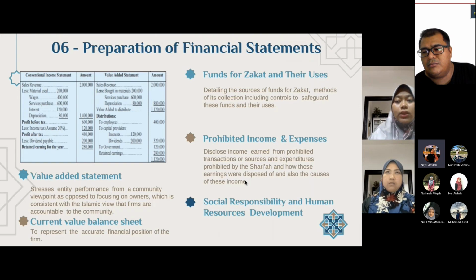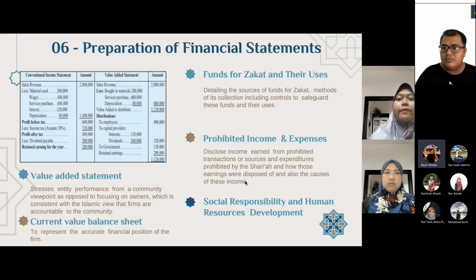Now, let us proceed with Islamic accounting financial statements. So setiap entity, diorang akan sediakan financial statement yang berbeza mengikut law and requirements maklumat pengguna statements tu. Macam financial statement yang dimaksudkan dekat sini termasuklah income statement, owners' equity statement, cash flow statement and balance sheet. Tapi dalam financial statement untuk Islamic accounting, dia perlukan penyediaan report for zakat and their users, prohibited income and expenses, and social responsibility and human resource development.